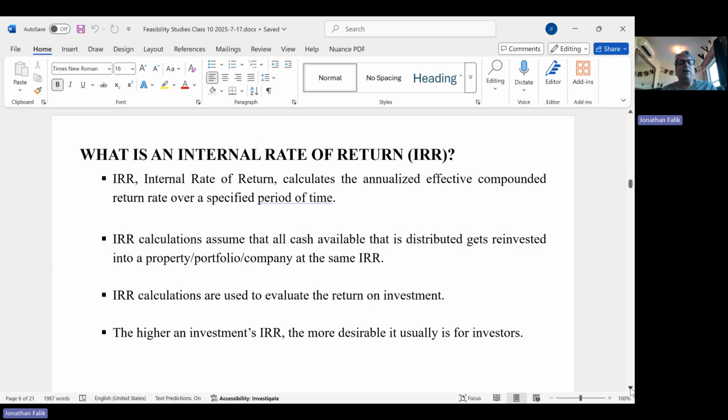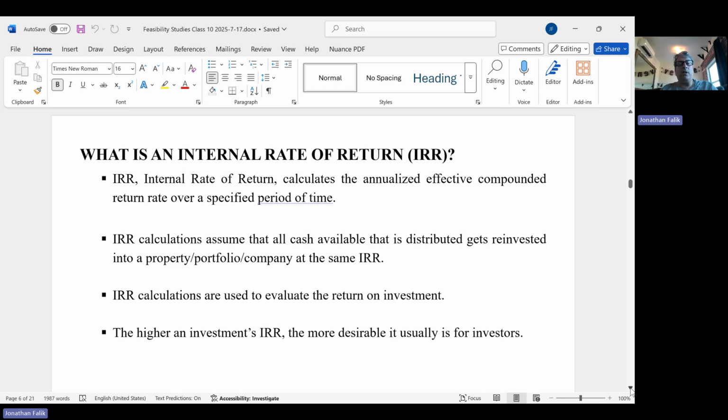The IRR calculations, and you can do this calculation easily in Excel, and I'm going to show you how to do that as well. The IRR calculations assume all cash that is available gets distributed and gets reinvested at the same rate. Okay, so if there's a cash distribution that's factored in, IRR calculations are used to evaluate the return on investment. And a higher IRR, all other things equal, is better than a lower IRR.